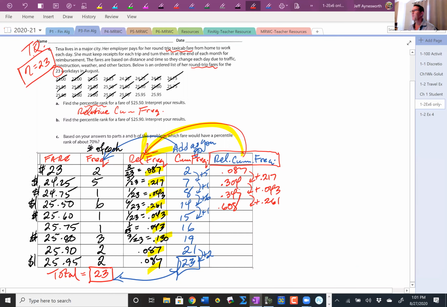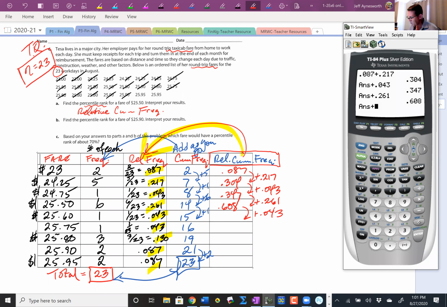So we got 0.608. Okay. Give me a thumbs up if I'm making sense right now, if you understand where I'm getting all that. Okay, good. You guys jump in if you have questions anytime. So the next relative frequency is 0.043, so I have to add that. Damien, I'm going to give this to you. So we have to add 0.043.